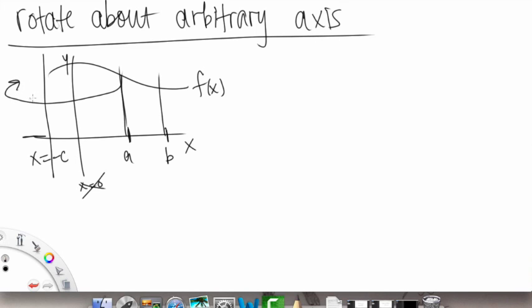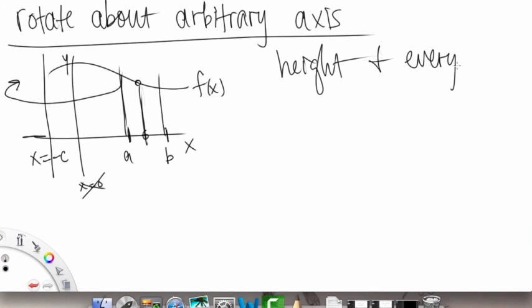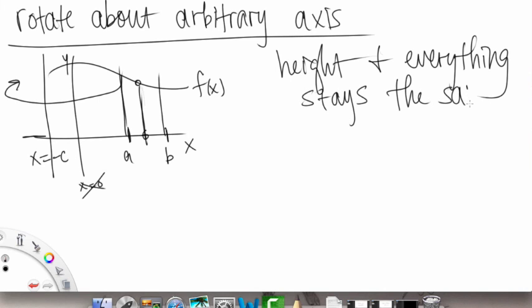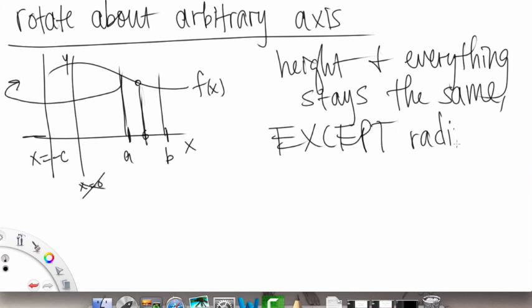So what that's going to look like is, our height is going to stay the same, right? Our height is still determined by f of x. So height and everything else stays the same according to our original formula, except, and this is a big except, our radius is going to change. So the radius changes, and here is the way we write that.